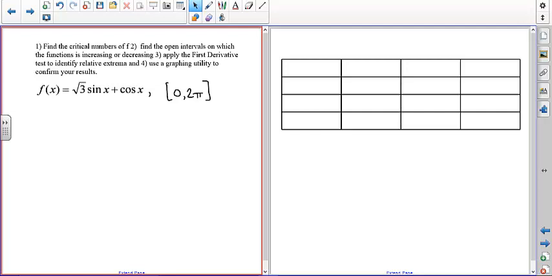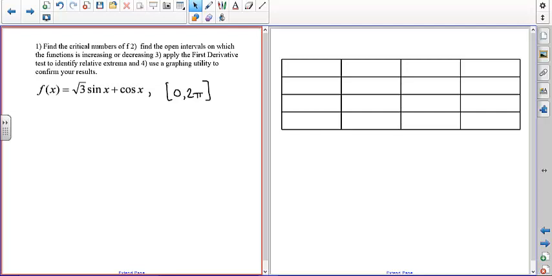Okay, so let's look at this problem. The basic idea is we're going to find where we have minimums and maximums, and so we're going to use the first derivative to find out possible points of minimum maximums by finding the critical numbers, and then we'll use the first derivative test by completing the table to find out if there are any of those critical numbers change from concave up to concave down or concave down to concave up. And then it says use a graphing utility to confirm our results. So we're just going to plot it and see what happens.